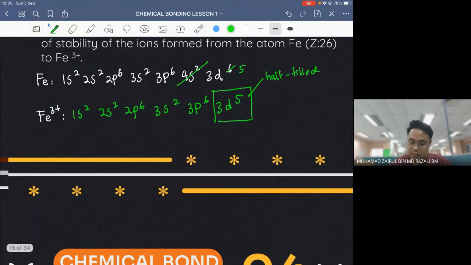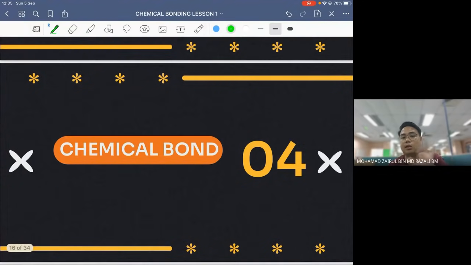Okay. So, now kita dah belajar pasal Lewis dot symbol dan kita belajar pasal the stability of the ion. Okay, we can go into the chemical bonding. Okay, ada three different type of chemical bonding that you're going to learn in this chapter. Okay, the first one is ionic or electrovalent bond. The second one is covalent bond and the third one is dative bond.